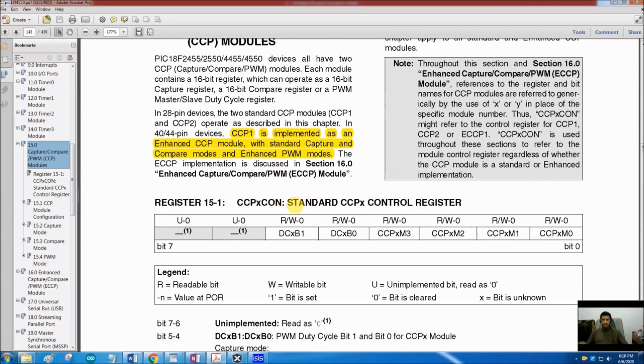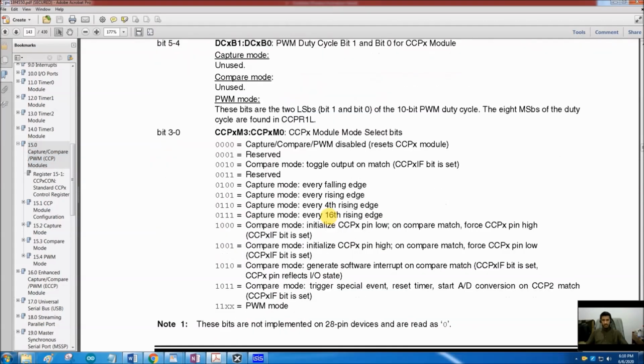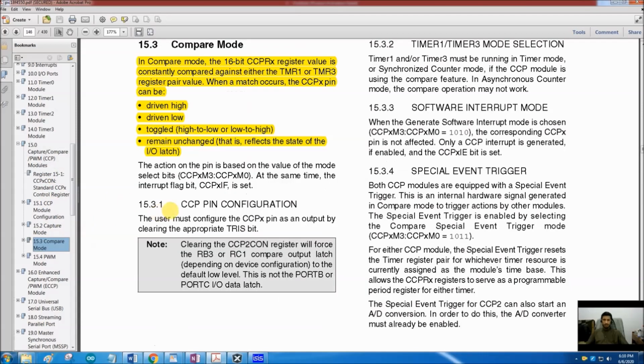And now if we go to the CCPxCON register, we can see here, based on the combination of these 4 bits, these are the 4 modes that we just discussed: every falling edge, every rising edge, 4th rising edge, 16th rising edge. So we can select between any of them using the CCPxCON register, the CCP control register. Then let's move to the compare mode.